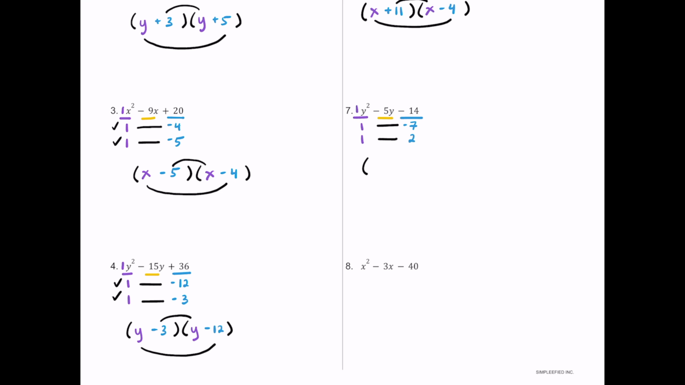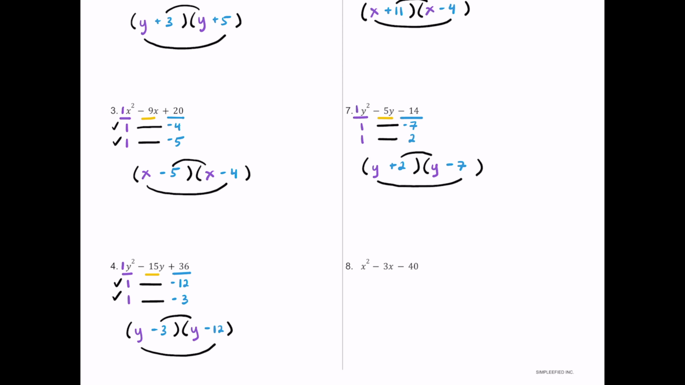And so I'm going to open up the binomials just like this. I'll put y and y. Nice and easy, and then we'll put this minus 7 on the outside and then plus 2 on the inside. So here's the minus 7y plus 2y that gets you the negative 5y.